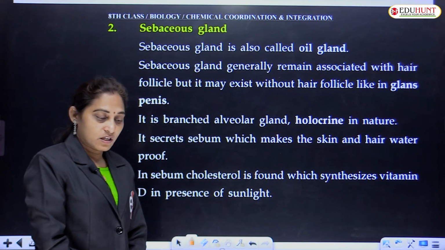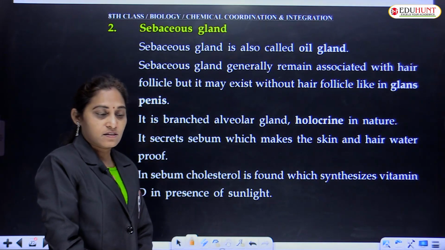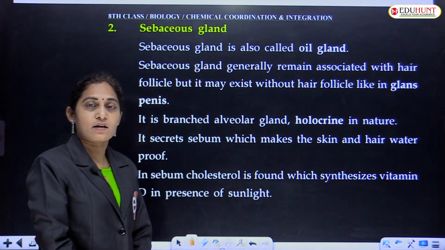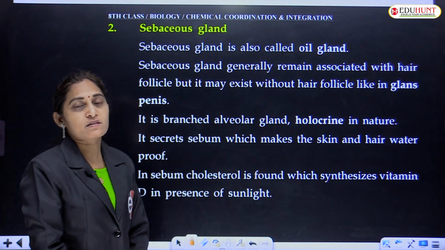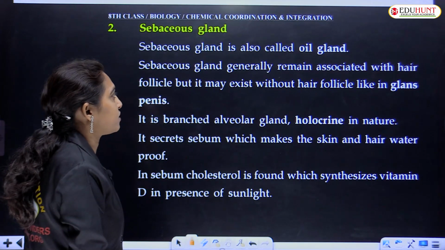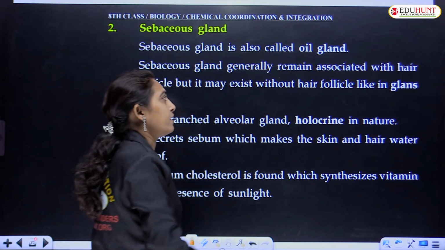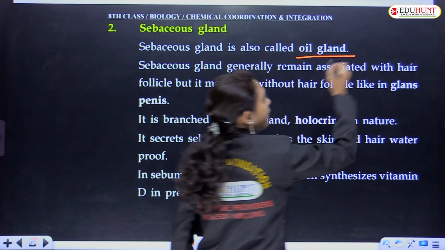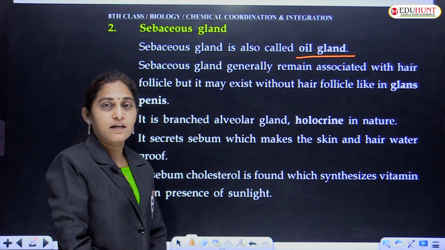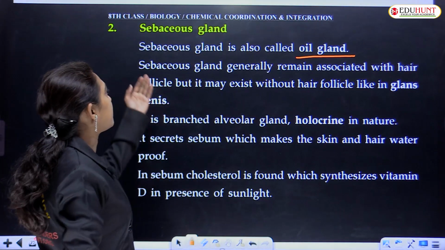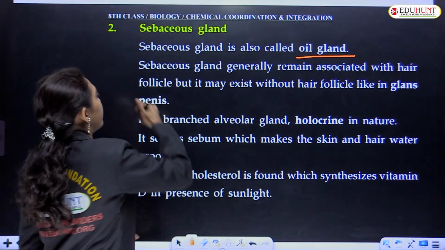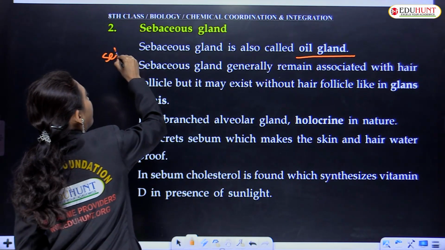Next is the sebaceous gland. Sebaceous glands secrete sebum, which is an oily secretion. It is called an oil gland. The reason it is called an oil gland is that the secretion of the sebaceous gland is called sebum.